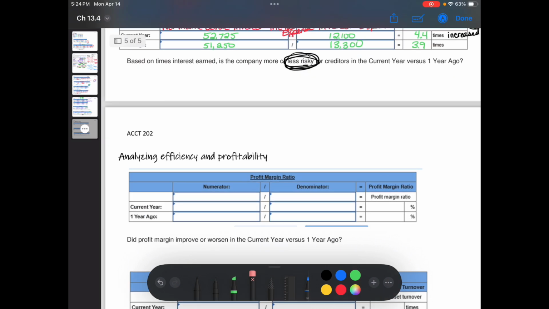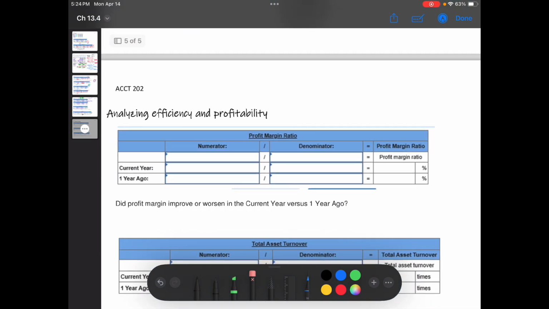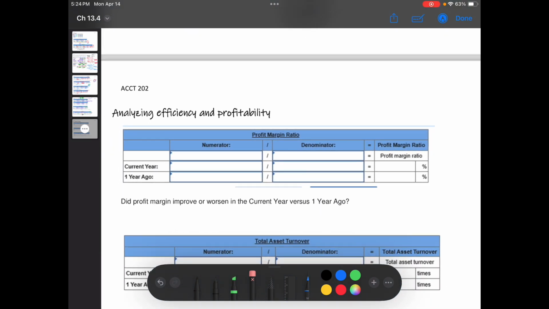And I do wish we could end on that one, not because I want the video to be over, but because it's a positive one. But we're going to switch back to basically the negative. So this time we're looking at profitability. This is called the profit margin ratio. This is when we take net income and we divide it by net sales.